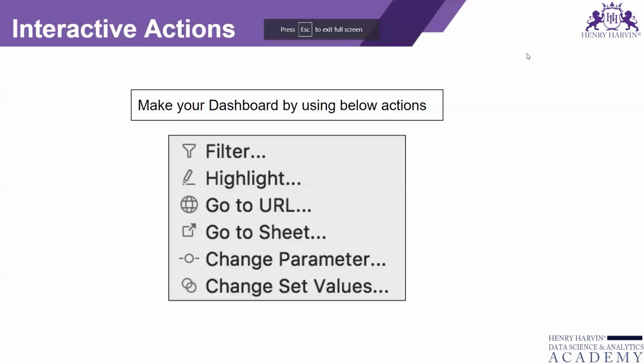Now the next thing is interactive actions. Okay, so this part we will only be able to see when we have created a specific dashboard. We can do a lot of things with the dashboard. These actions are: filter, highlight, go to URL, go to sheet, change parameter, and change set values. All these things will work when we create a dashboard.